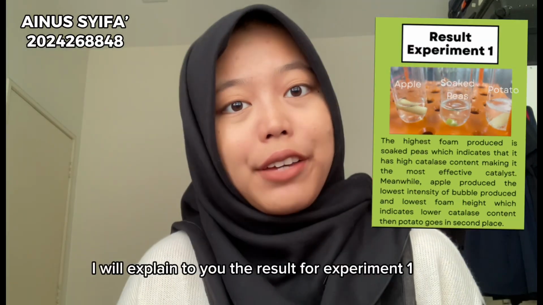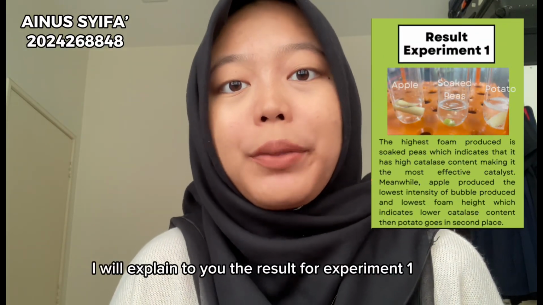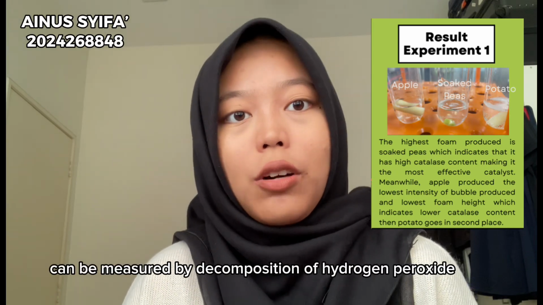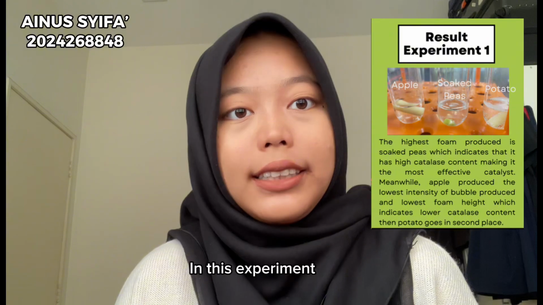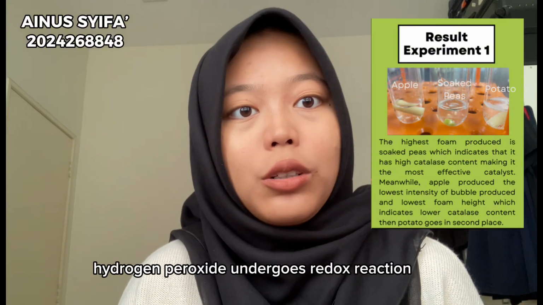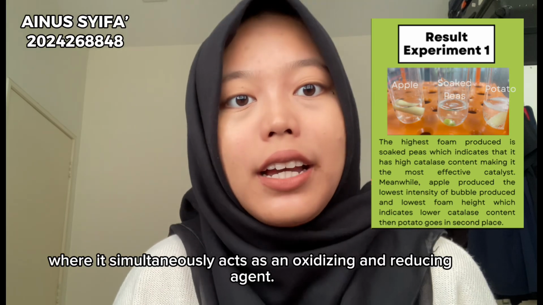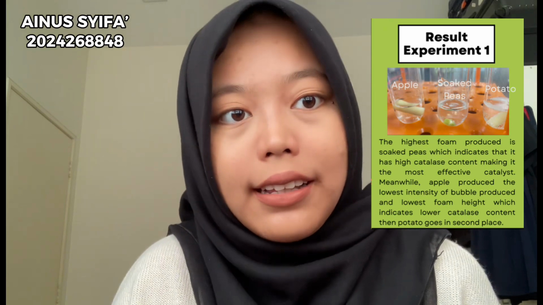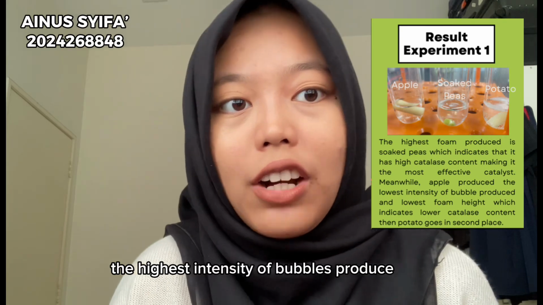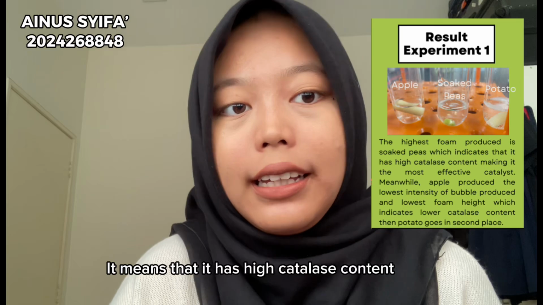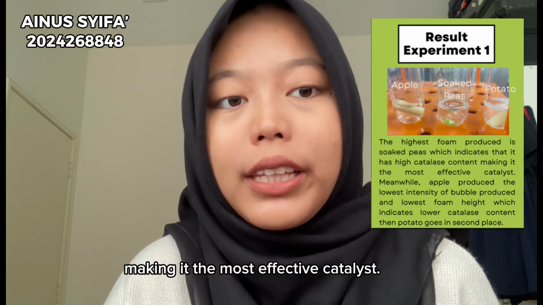Hi, now I will explain to you the result for experiment 1 in task 1. Catalyst activity can be measured by the decomposition of hydrogen peroxide. In this experiment, hydrogen peroxide undergoes redox reaction where it simultaneously acts as an oxidizing agent and reducing agent. According to the result, soap pits have shown the highest intensity of bubbles produced, which is 5, very fast. It means that it has high catalyst content, making it the most effective catalyst.